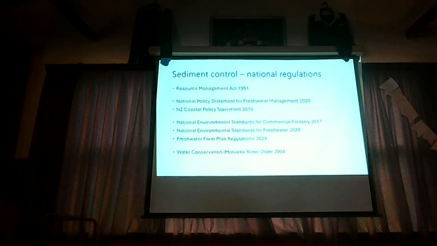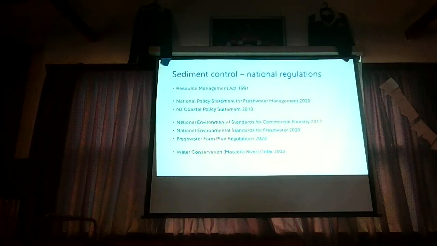Then you have a set of national environmental standards, which basically act as the rules and regulation, and these act nationally to standardise regulatory controls. We've got the National Environmental Standard for Commercial Forestry. It used to be called the Plantation Forestry, and that really is about managing the environmental effects of forestry. You've got the NES for freshwater, again managing environmental effects for the protection of freshwater ecosystems.